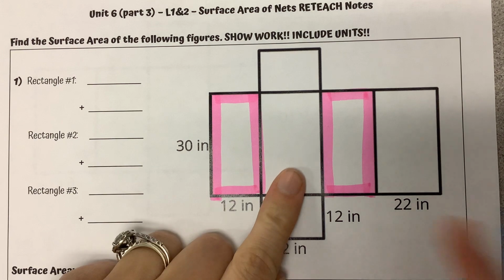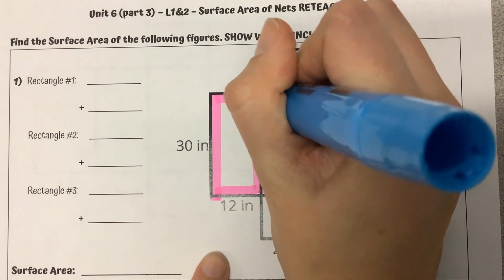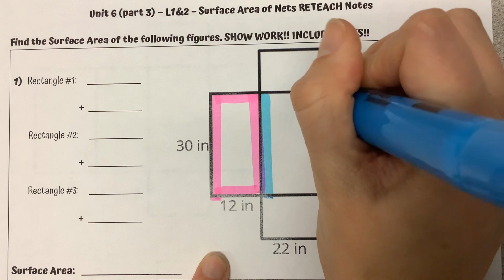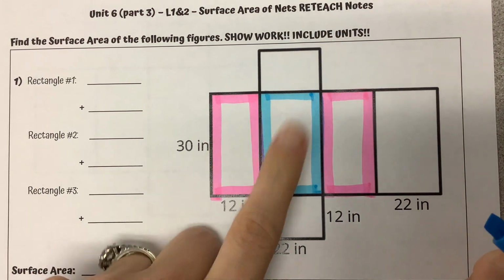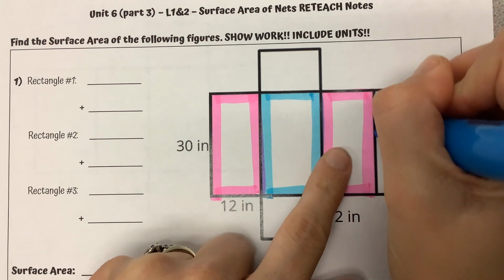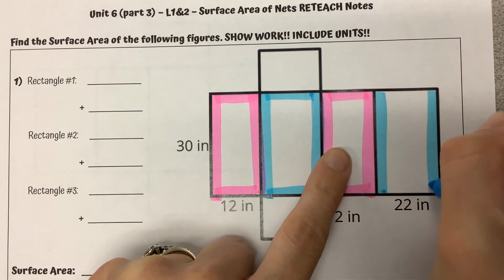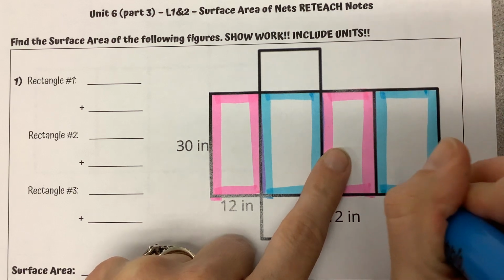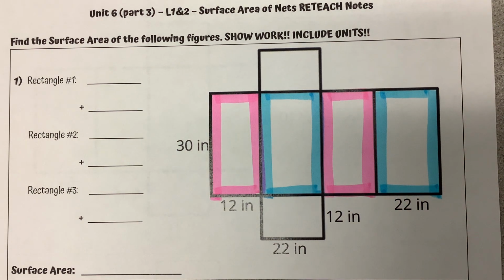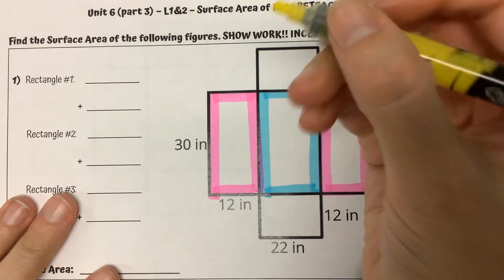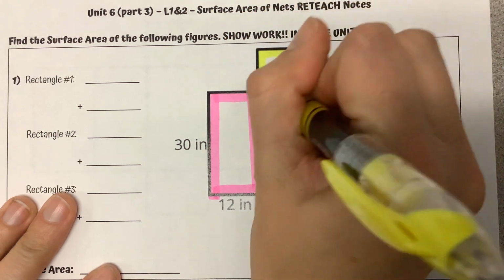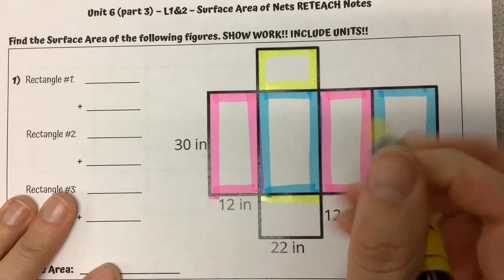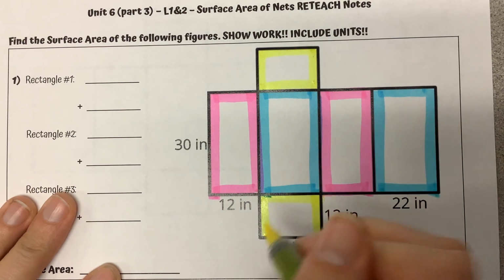So then the second rectangle here, I'm going to highlight in a different color, blue. So remembering, for those lateral rectangles, it alternates pink, blue, pink, blue. And then on the top and the bottom, we have our bases. So I'm going to use a third color for that. I have my base here on the top and my base here on the bottom.